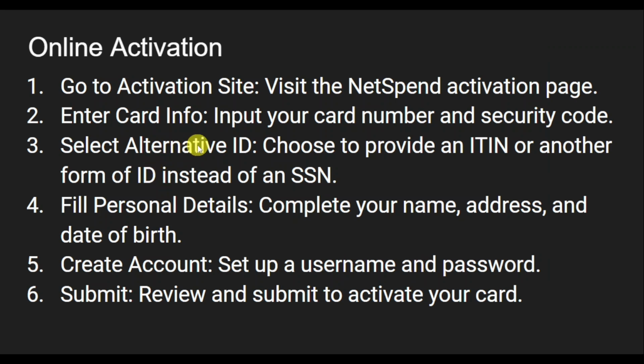Now just select an alternative ID. You can choose to provide an ITIN or another form ID instead of SSN. You can just look for that particular option. After that, you just need to fill your personal details like complete name, address, and date of birth. And then you should be able to create your account by setting up a username and password, and then review and submit it to activate your card.